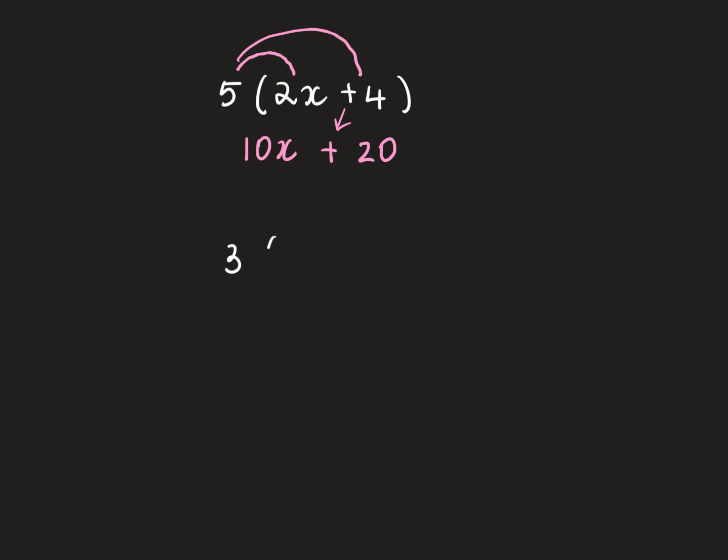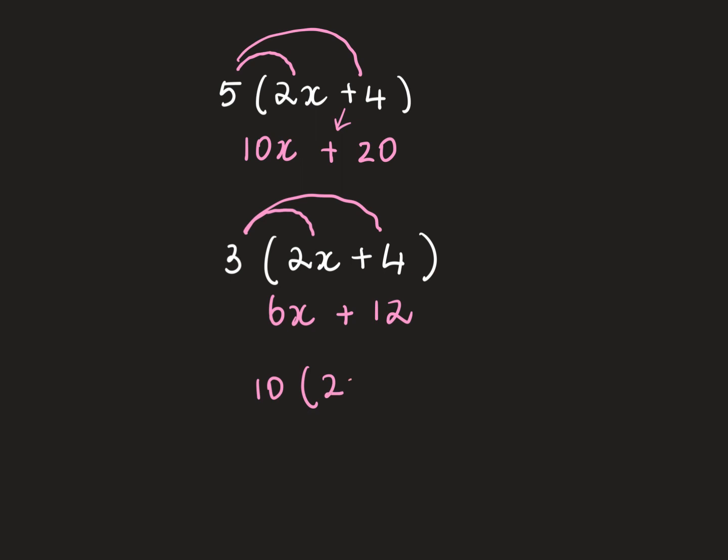Could you do this one? 3 lots of 2x plus 4. What's that going to be? Say it with me. 3 lots of 2x, which is 6x, plus 3 lots of 4, which is 12. How about this one? 10 lots of 2x minus 1. That means 10 lots of 2x, which is 20x, sorry. Put that sign down there, minus 10 lots of 1, which is 10. Can you expand these brackets for me?